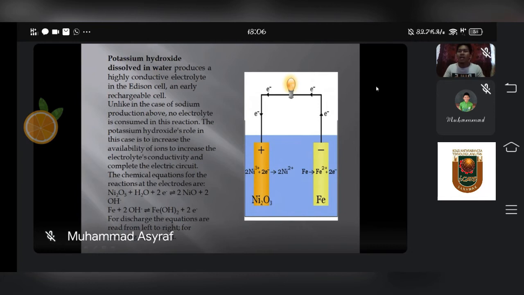electrodes are Ni2O3 plus H2O plus 2e- equals 2NiO plus 2OH-, and Fe plus 2OH- equals Fe(OH)2 plus 2e-. For discharge, the equations are read from left to right. For charging, right to left.